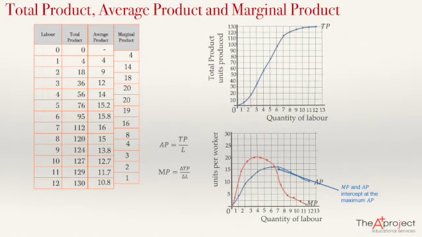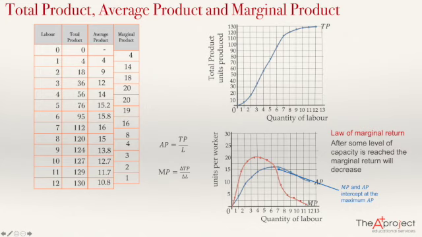And this graph also illustrates something more. There will be a maximum for the marginal product. So there will always be a level of output after which the marginal product goes down. This illustrates the law of marginal return. The law of marginal return states that after some level of capacity is reached, the marginal return will decrease.